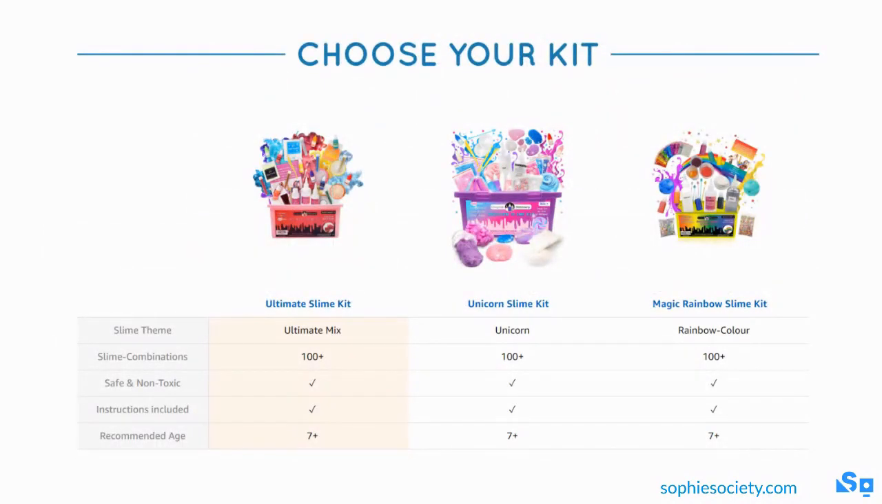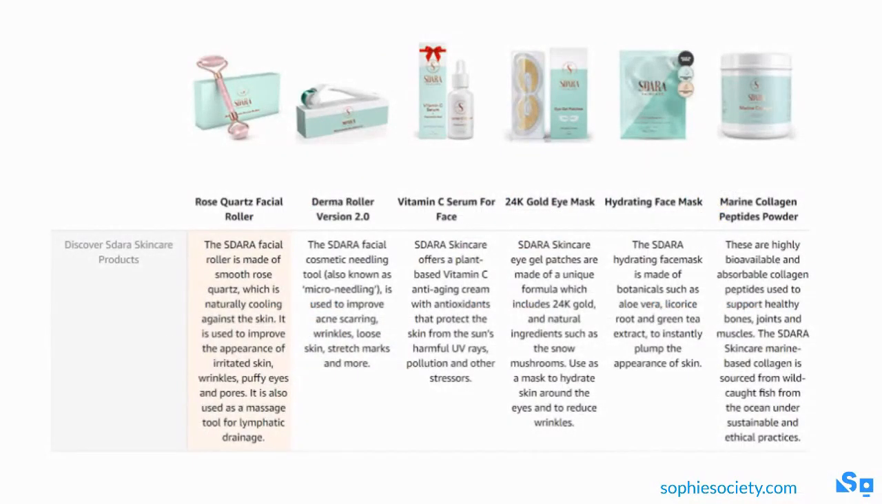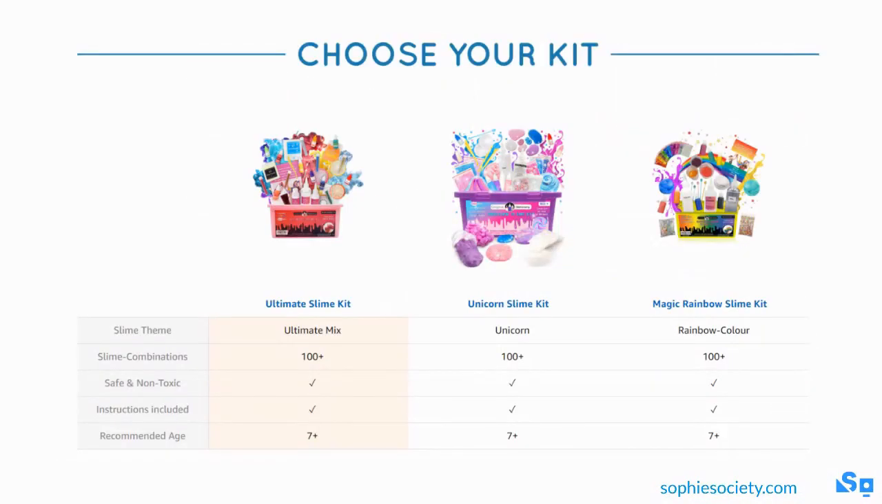Here's the way the comparison table is traditionally supposed to be used. This is kind of the way to hack it, but this is the way it's supposed to be used: comparing the product to other products in the line. So these are different types of slime kits in this example. One's the Ultimate Slime Kit, one's the Unicorn Slime Kit, and one's the Magic Rainbow Slime Kit. And the comparison table is actually showing differences about it. Now, in this case, it's actually highlighting the fact that all of them have things that competitors don't. So you see check, check, check. They're all safe and non-toxic. Check, check, check. They all have instructions included.